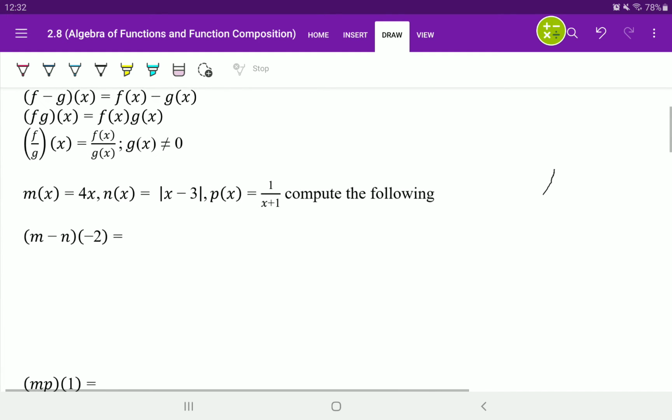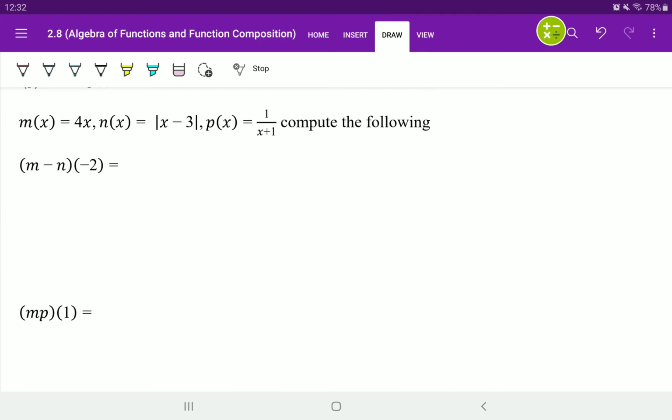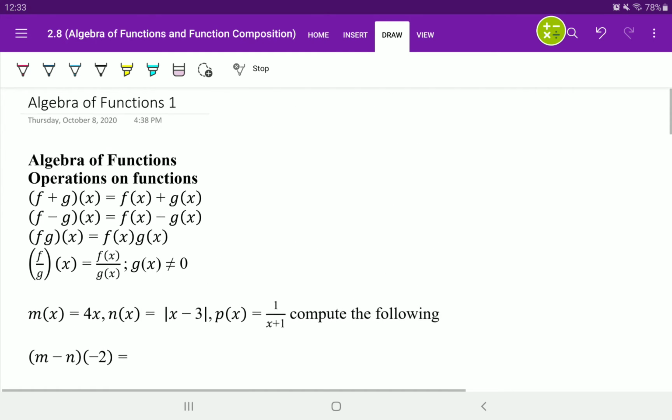Now, it says here, right? M of x equals 4x. N of x equals the absolute value of x minus 3. P of x equals 1 over x plus 1. We're going to compute the following. We want to compute m minus n of 2. We have m times p of 1. We have p divided by n of 3. And I believe that's it.